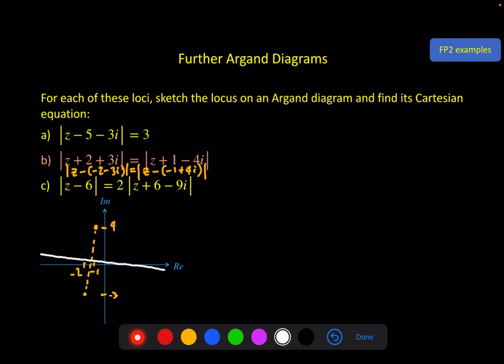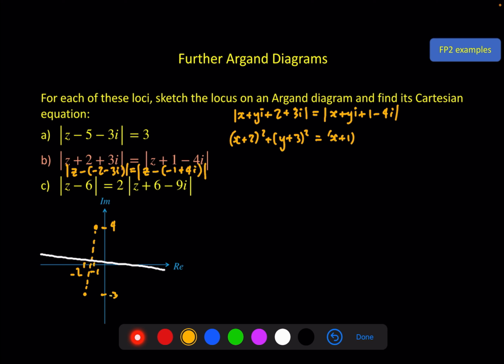But to get the equation of this line, I am not going to use the diagram, I'm going to use the original equation here and use the method that we've been using throughout the video. So we've got x + yi in place of z on the left, plus 2 + 3i, is equal to x + yi in place of z on the right, plus 1 − 4i. Group the real and imaginary parts and get rid of the modulus, so we've got the square root of (x + 2)² + (y + 3)², but I'm going to square both sides anyway.